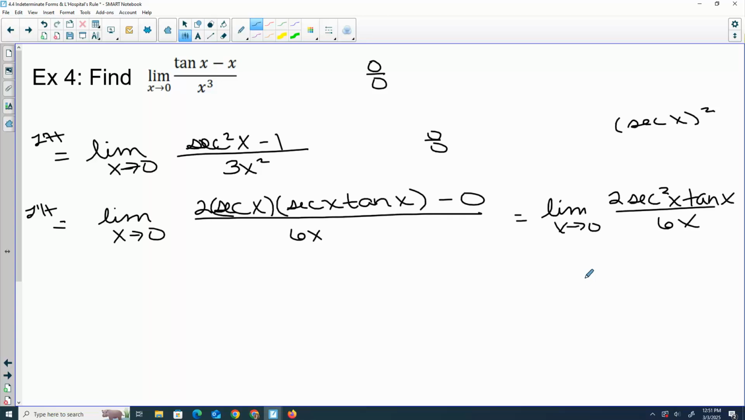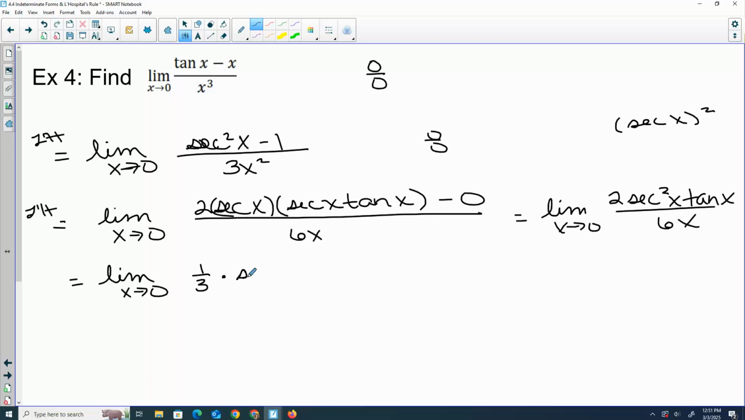So do you want to see if this would simplify at all? Yes, please. Secant is 1 over cosine, tangent is sine over cosine. So one of the secants cancels. Well, it's 1/3. I know that much. So we have 1/3.